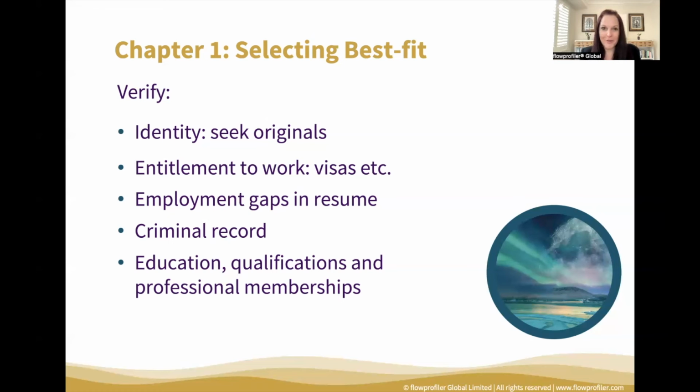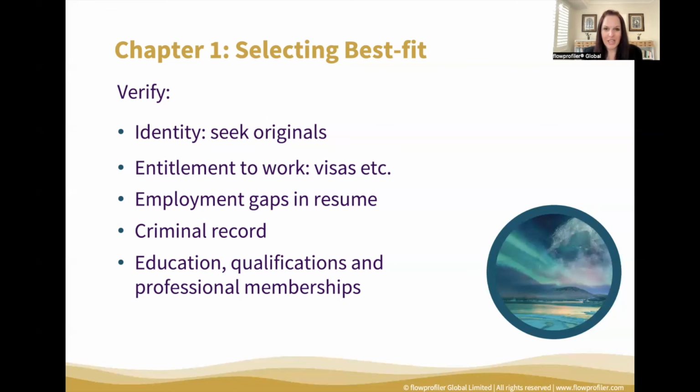Checking for criminal records is going to be something, particularly if people are working with secure information or vulnerable people such as children or the elderly and so on and so forth. And you may actually choose to verify any claims that they're making around their education qualifications or professional memberships, just to make sure that what they're presenting, what they're telling you is actually representative in reality.